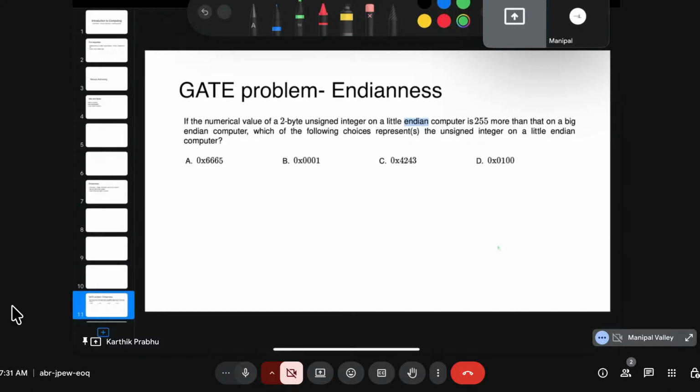So one problem by GATE on endianness, we'll just quickly solve that. A 2 byte unsigned integer. Let's say the first byte contains x and the second byte contains y. If it's little endian, then we'll just follow this order. I'll just read the question. If the numerical value of a 2 byte unsigned integer on a little endian system is 255 more than that on a big endian system, which of the following choices represents the unsigned integer on a little endian computer? So if the little endian system is XY, then the big endian should be the reverse, right?